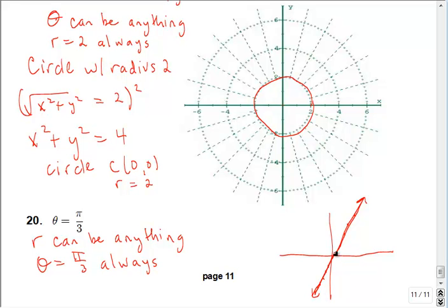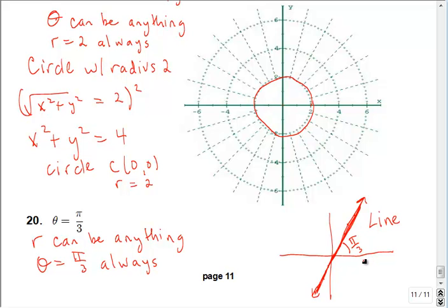And if you connect all these points together, what shape is this going to be? Well, it's just going to be a line. So when your theta is a fixed constant, a fixed angle, and in this case this angle was pi over 3, and your r doesn't show up at all in your equation, then you're just going to end up with the equation of a line.